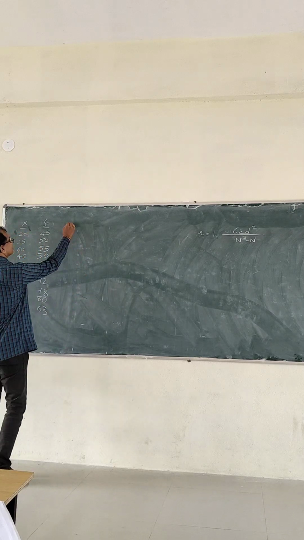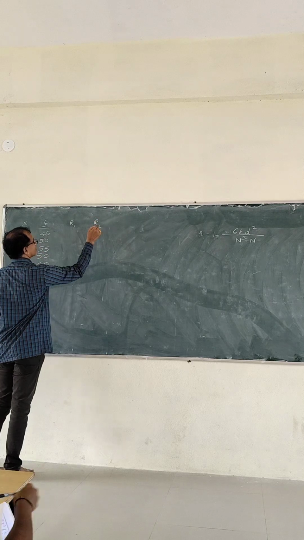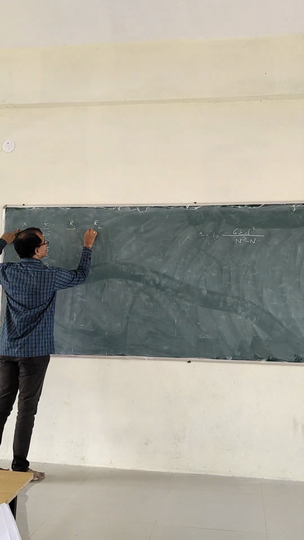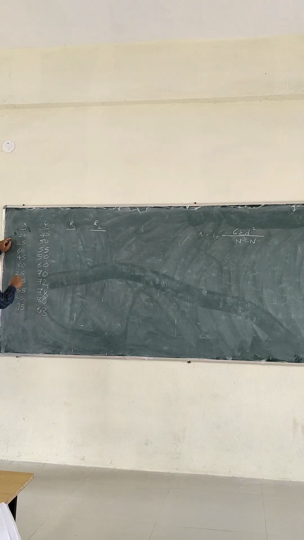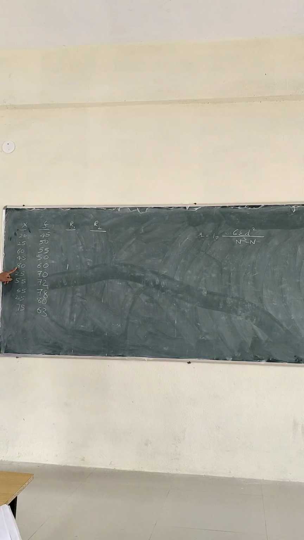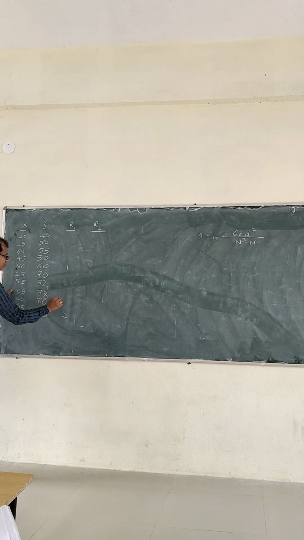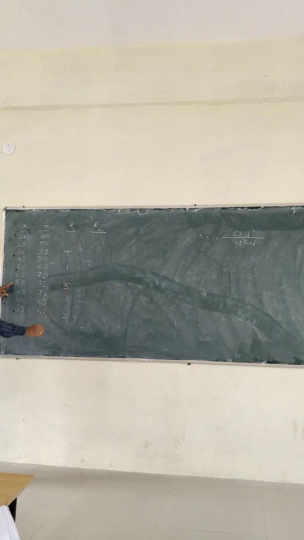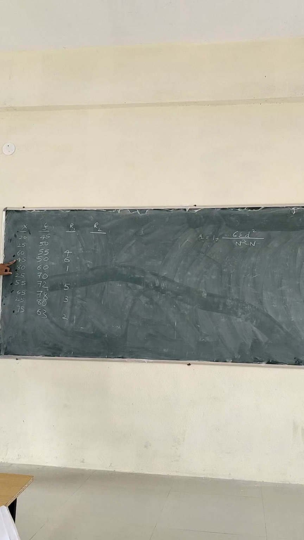Let us take for example, this is R1, this is R2. Please understand this problem properly. What is the top mark here? 80. Then the next one? 75. Third one? 65. Fourth one? 55. Fifth one? 45. This is the sixth rank. Next, 25. Now you see, here is the problem.